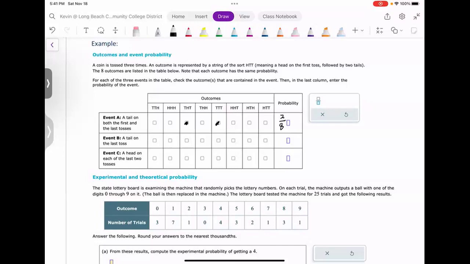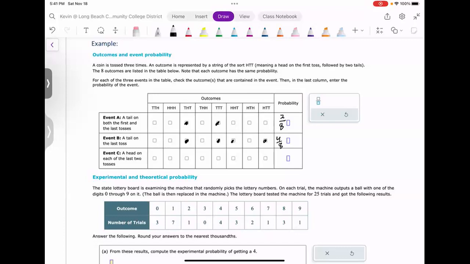Event B, a tail on the last toss. Okay, we have here, here, here, and here. That's going to be 4 out of the 8, or 1/2. Again, you could put either.